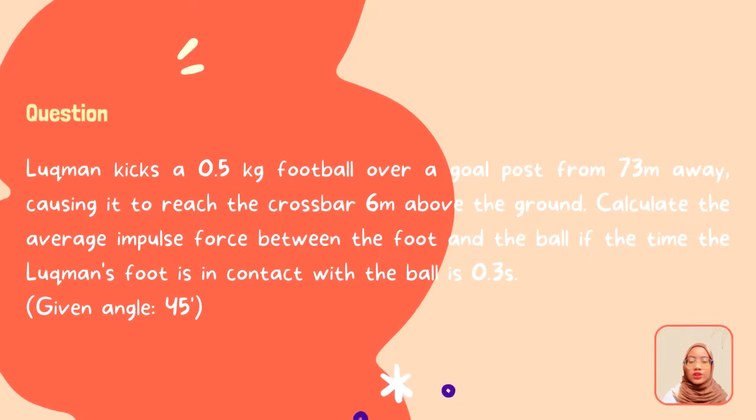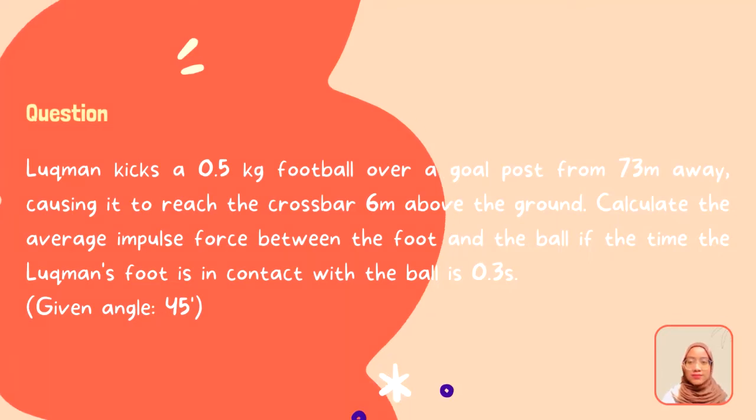So next, I'm going to continue with case study 1. For the question, a man kicks a 0.5 kilogram football over a goal from 73 meters away, causing it to reach the crossbar 6 meters above the ground. Calculate the average impulse force between the foot and the ball if the time the man's foot is in contact with the ball is 0.3 seconds. In the question given, the angle of the ball and the man's foot from the ground is 45 degrees.